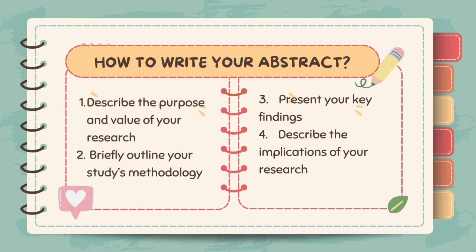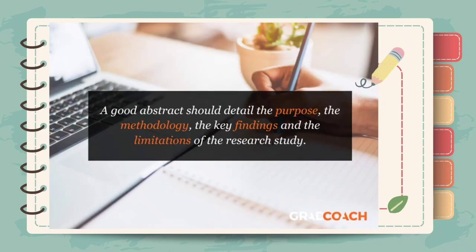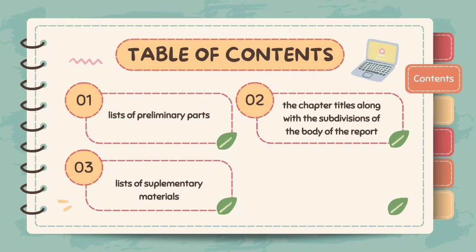If you include these 4 essential ingredients in your dissertation or abstract, you'll be headed in a good direction. So a simple reminder, a good abstract should detail the purpose, the methodology, the key findings, the limitation of the research study. Our next part is the table of contents.